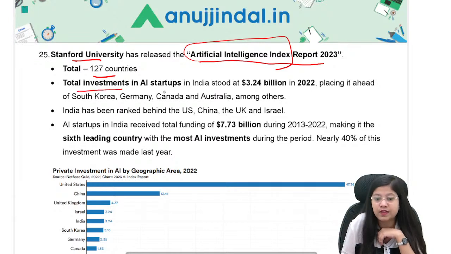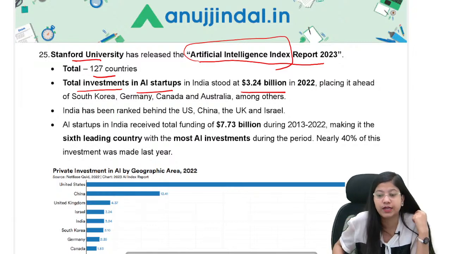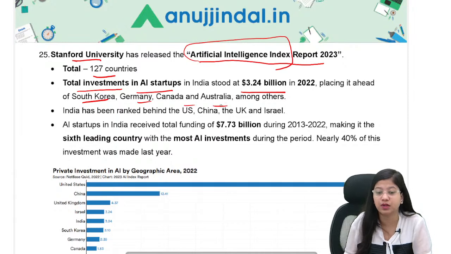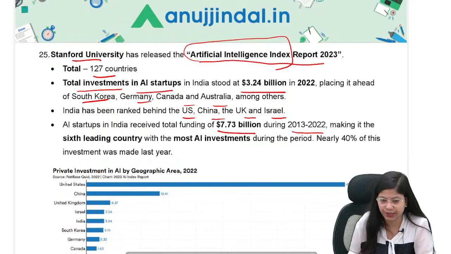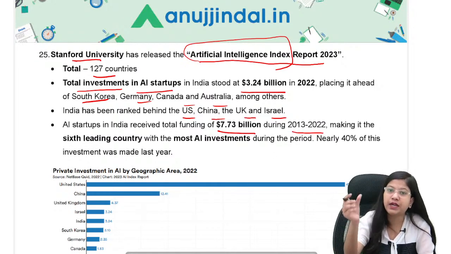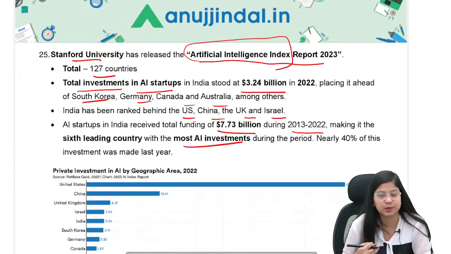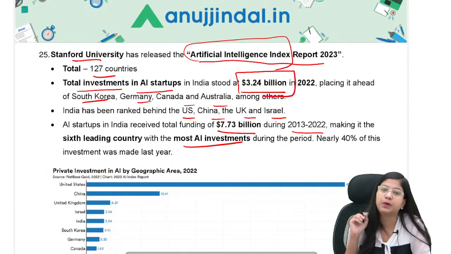So total investment in AI startups in India stood at 3.24 billion in 2022. Okay? So it is ahead of South Korea, Germany, Canada and Australia. India is ranked behind US, China, UK and Israel. AI startups in India received a total funding of 7.73 billion during 2013 to 2022. And during that period, India was the 6th largest country with most AI investments. But in 2022, we received $3.24 billion.